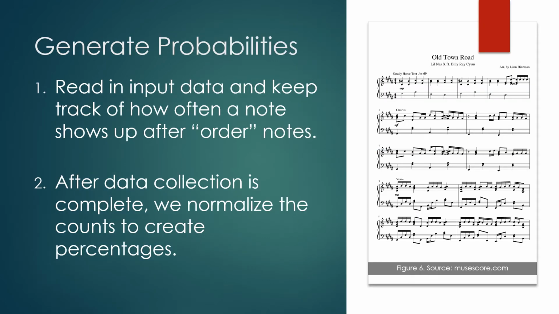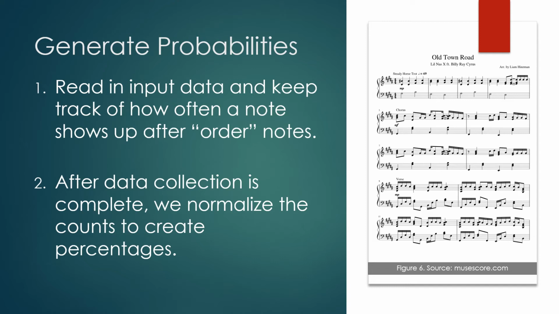How do we create a probability matrix like we saw in Figure 5? First, we read the input data, like the score shown in Figure 6. When reading the data, we keep track of how often a note shows up after an order combination of previous notes. After reading the entire score, we normalize the counts to create percentages.